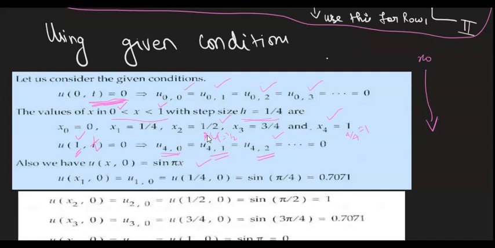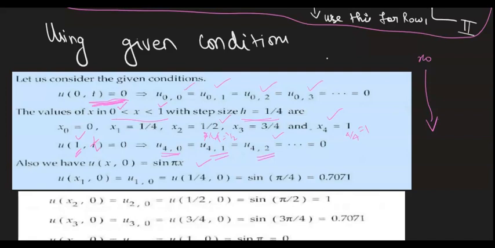So u of x1 comma 0. What is the x1 value here? 1 by 4. Correct. So that is sin pi into 1 by 4, which is nothing but sin pi by 4. And you have to calculate sin pi by 4. So just take your calculator and check what is the value of sin pi by 4. And if you get some other value, please make sure which mode your calculator is in, because pi by 4 is in radian mode. So shift your calculator to radian mode and then calculate. So you will get 0.70710, where you truncate the last digit properly.